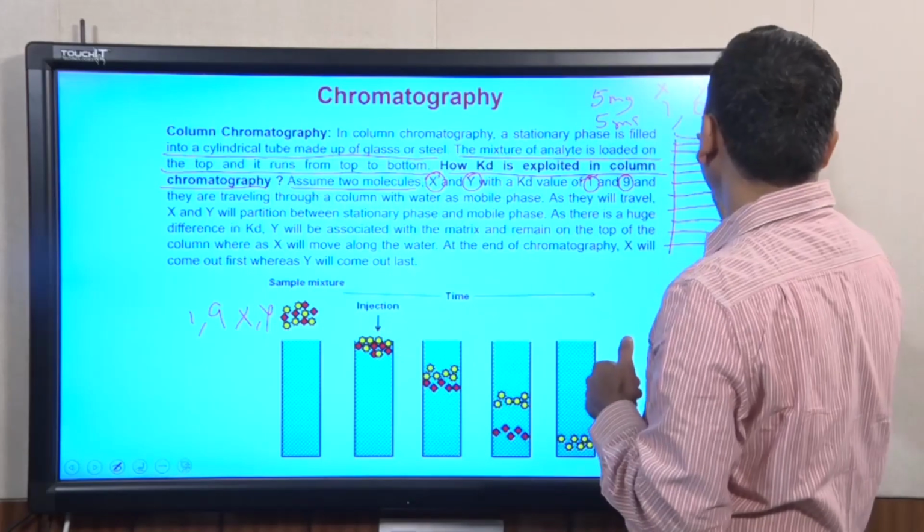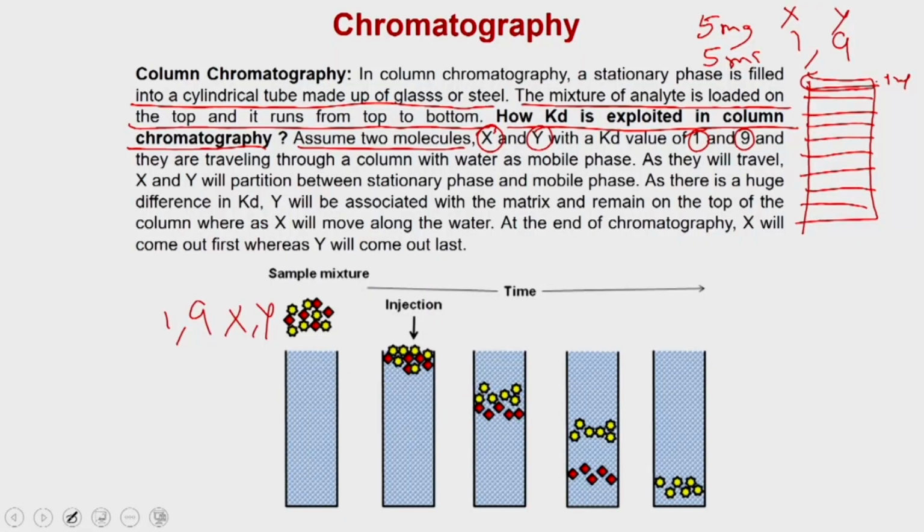As soon as they interact with the first layer of matrix and you have flowed 1 ml of buffer, what will happen is that they will distribute this 5 milligrams of X and Y according to their distribution plane, according to the distribution coefficient. So, what is the distribution for X? 1, right. So, X is going to distribute 50-50.